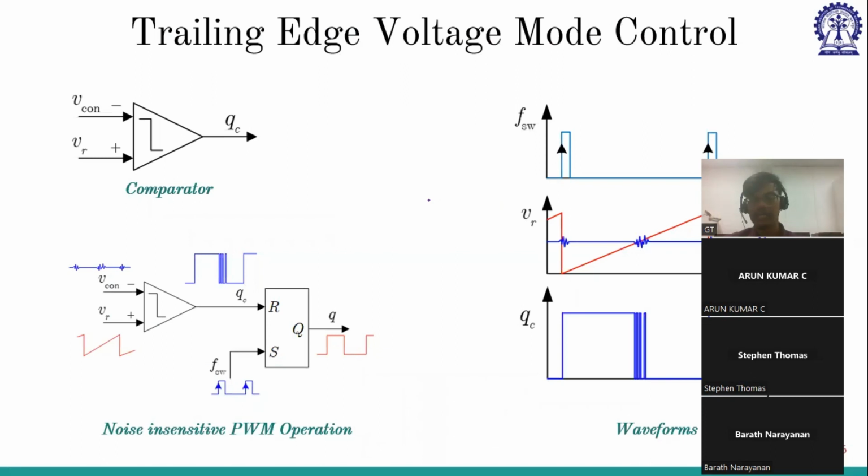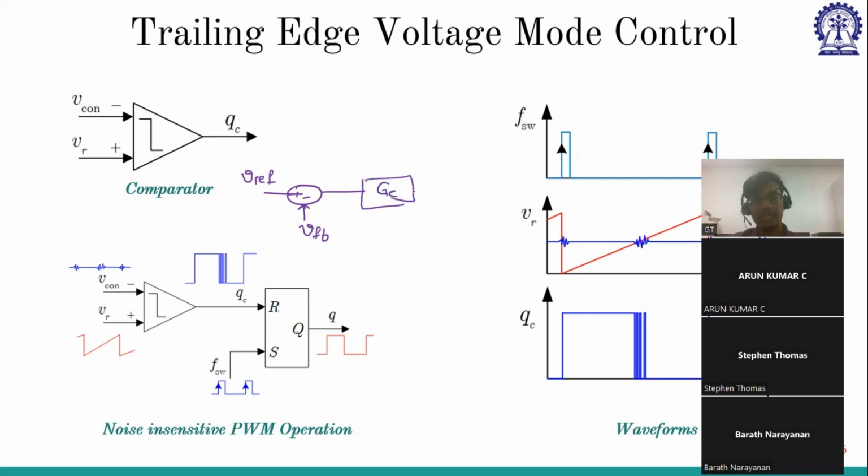So I'll discuss the current mode control: when peak current mode control comes in, and how valley current mode control comes in. In voltage mode control, we have the V reference, and from the output we are getting the feedback.